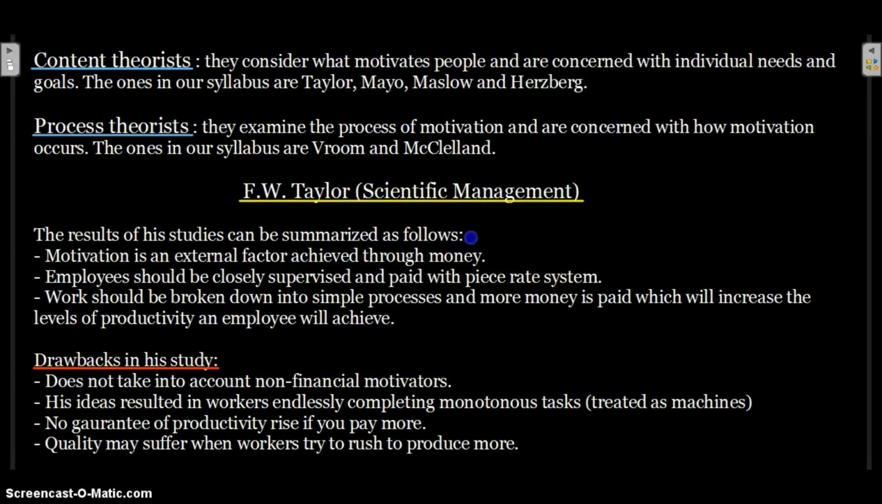So Taylor is the only one who said that money was the main motivator, and others did not agree with him. But his work was important as it was the first motivation theory, and it led to others starting their work.